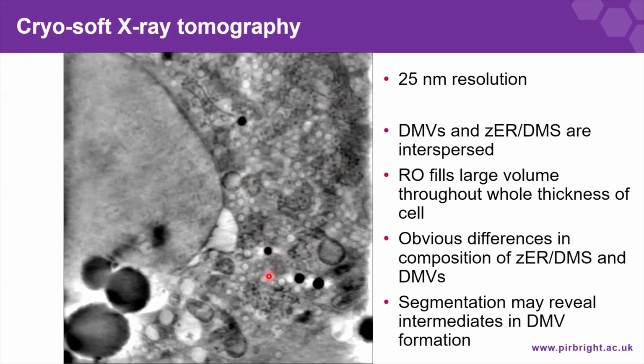And Patrick is just starting the fairly monumental task of trying to do some segmentation on this data set, which may reveal intermediates in DMV formation. Trying to pick out specific information from this whole data set, there's just way too much information in there. So hopefully the segmentation will give us a bit more of a handle on that.